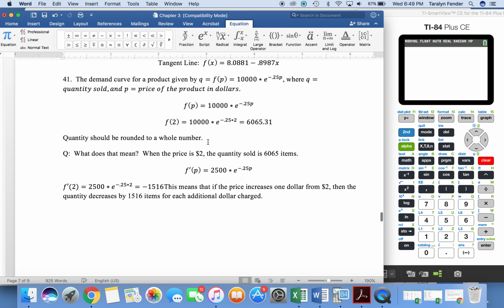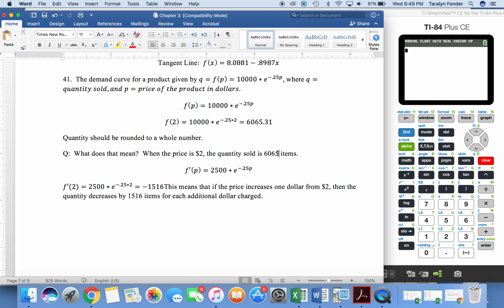Quantity should be rounded to the nearest whole number. So what does that mean? That means that when the price is $2, the quantity sold will be 6,065 items, or if you want to write that as 6,066, I'm fine with that too.